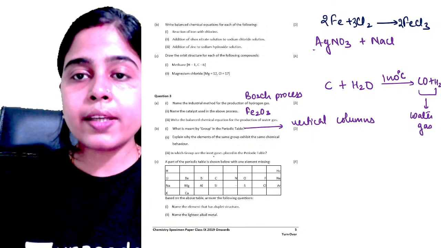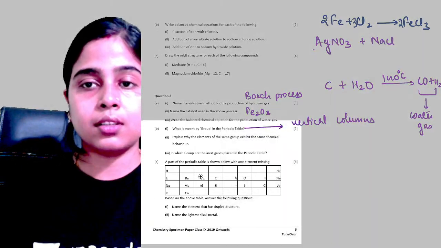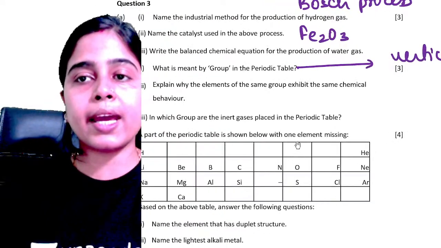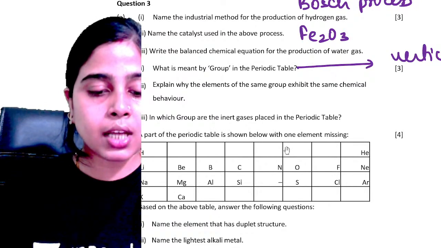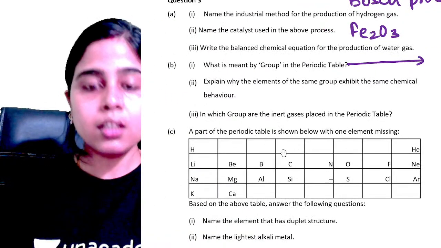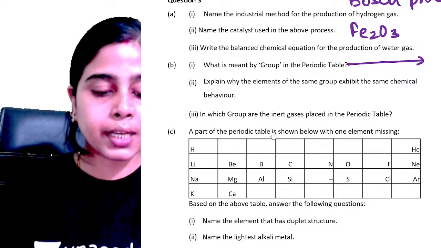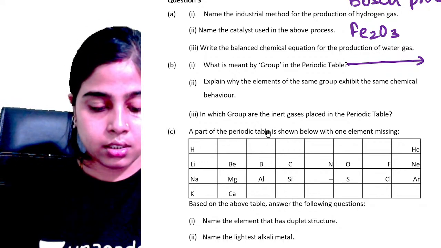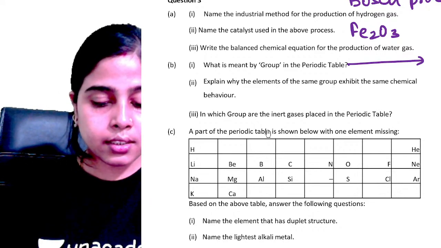Now explain why elements of the same group exhibit the same chemical behavior. Why is it so? Please let me know the answer. All of you please try to answer it.